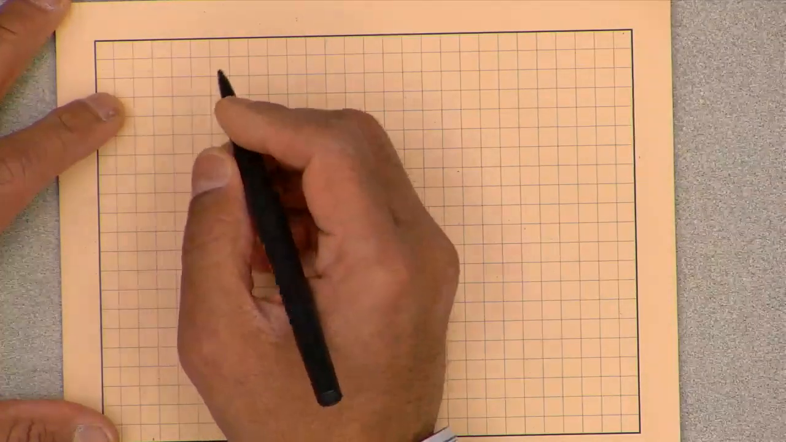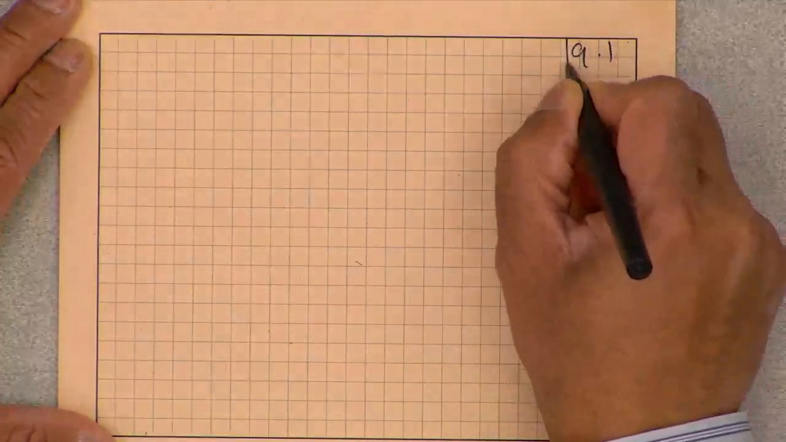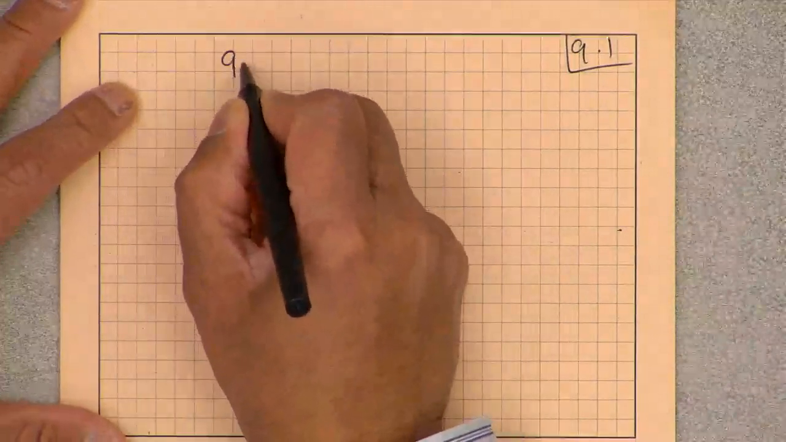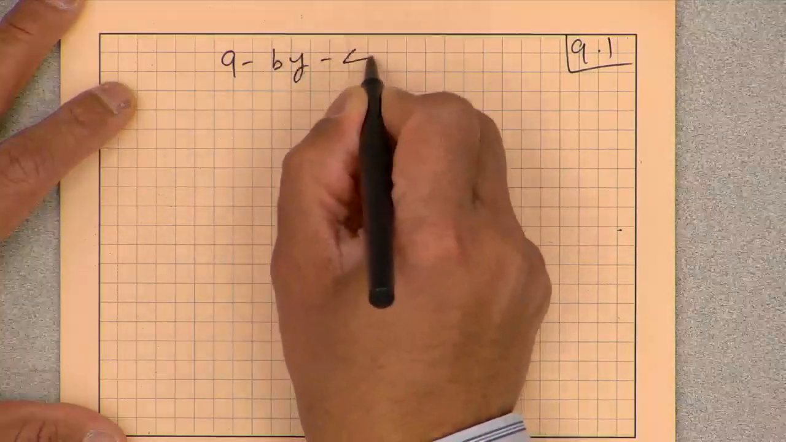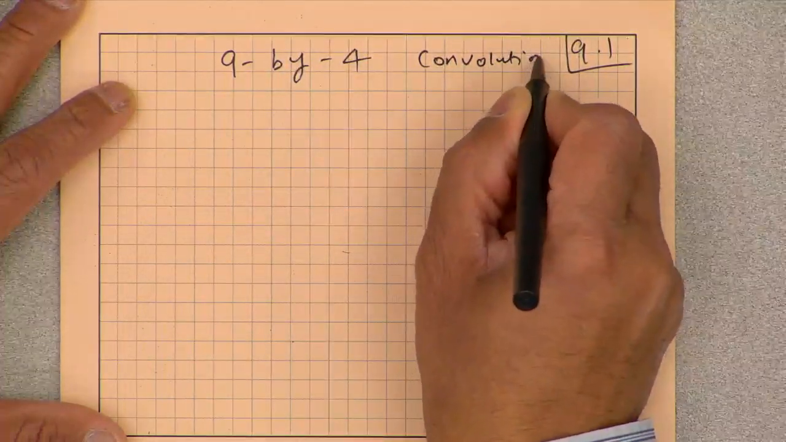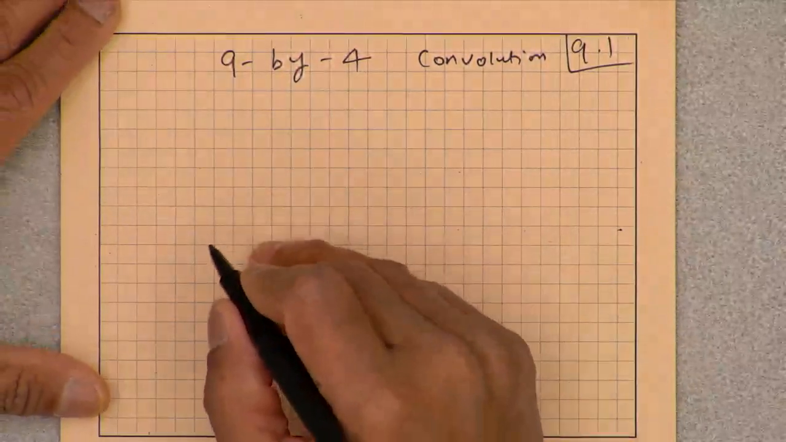Let me briefly start by talking about problem 7b that I said many of you did not do right. The question had asked you to do a 9 by 4 convolution using fast convolution.